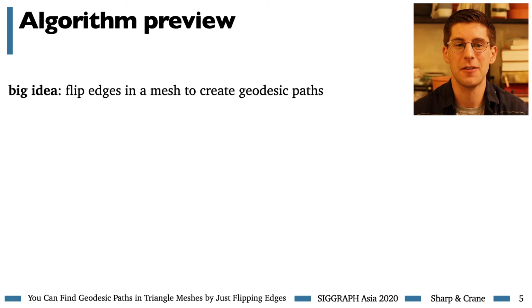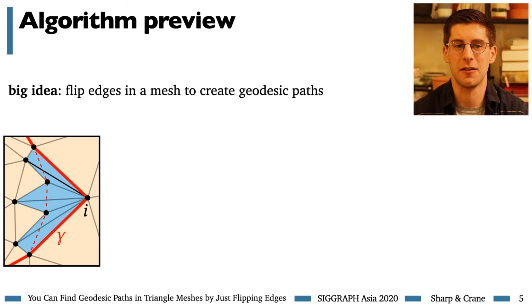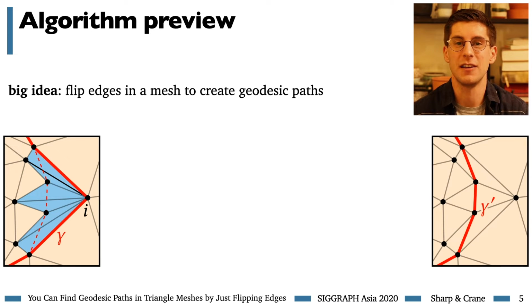The big idea of our algorithm is simple enough to describe in a single slide. We're going to flip edges to create geodesic paths. So suppose we have some path, which I've marked here in red, that isn't yet a geodesic. Our basic operation is to pull the curve tight in this local neighborhood, yielding a shorter version of the curve.